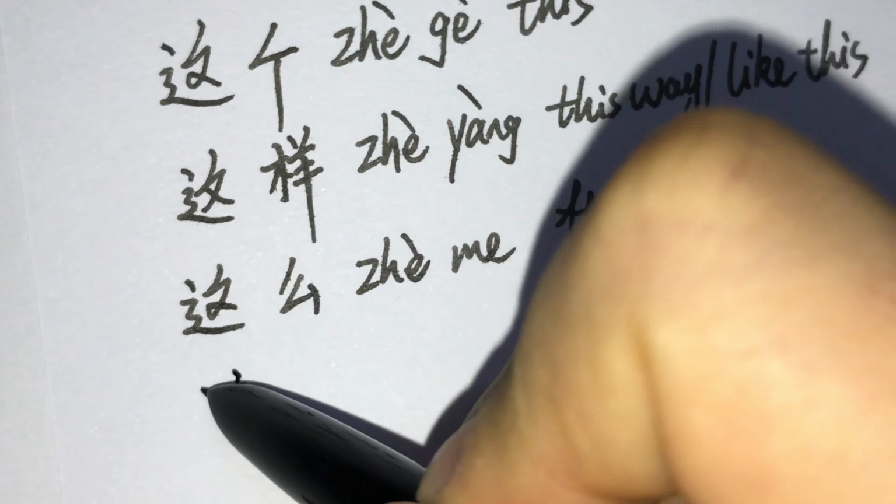这, this. 这个, this. 这样, this way, like this. 这么, this much. 这儿, here. 这天, this day. Can you make up any other words with the Chinese character 这? Let me know in a comment below.